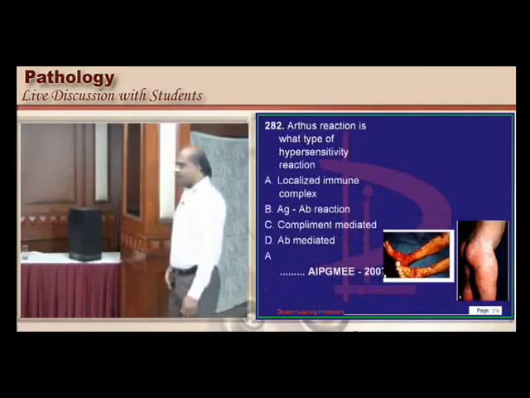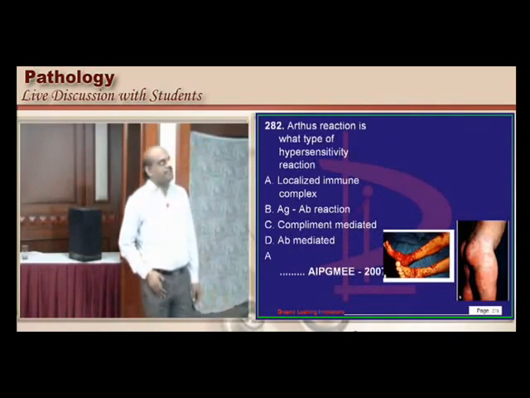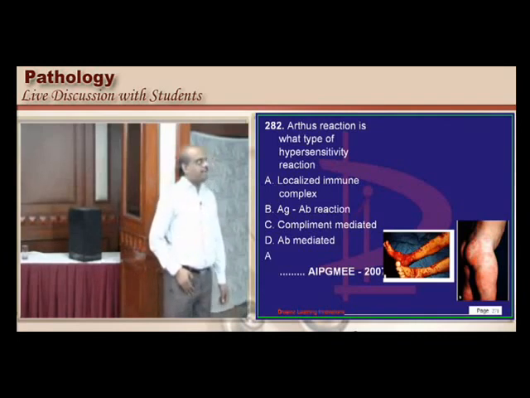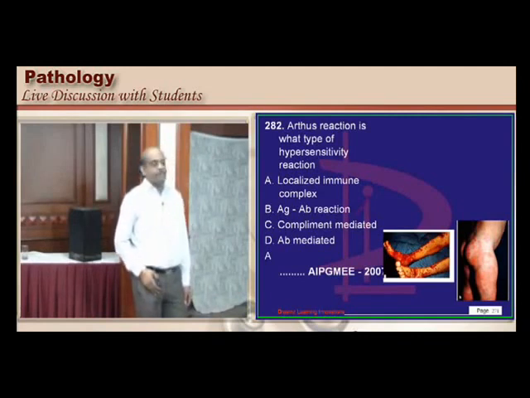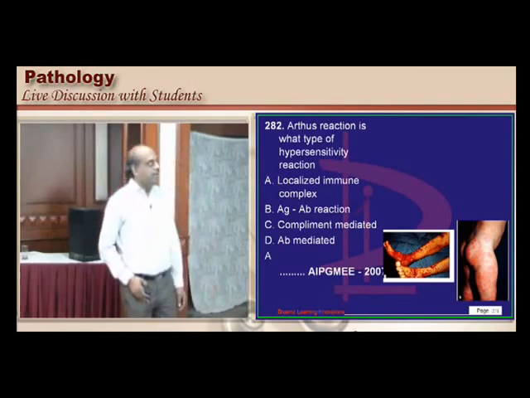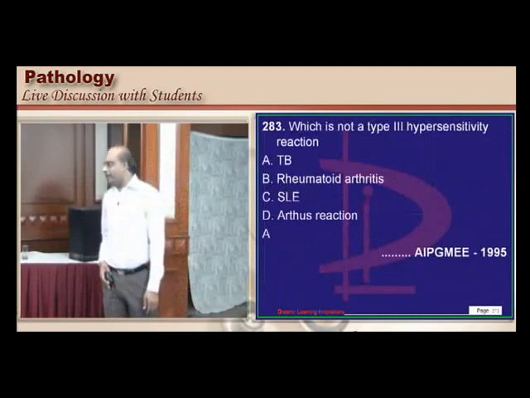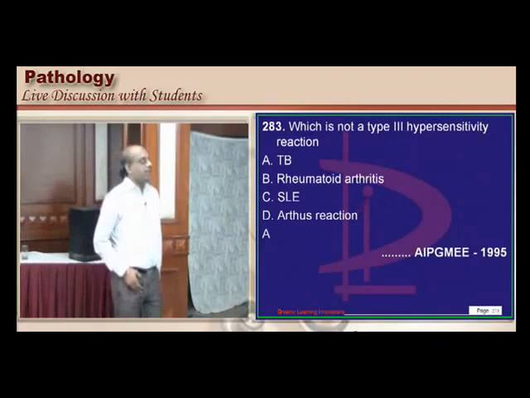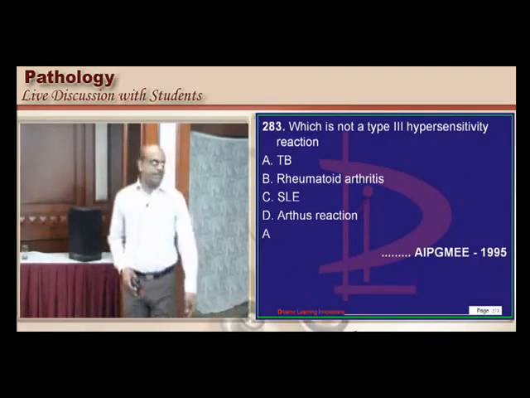What is Arthus reaction? It is an immune complex reaction where there is a development of vasculitis, nephritis, arthritis and so on. And it is a classical example of a localized type 3, localized immune complex deposition is the underlying problem. Now out of all this which is not type 3? Tuberculosis is a delayed type of hypersensitivity, as all of you know very well, which is not type 3.